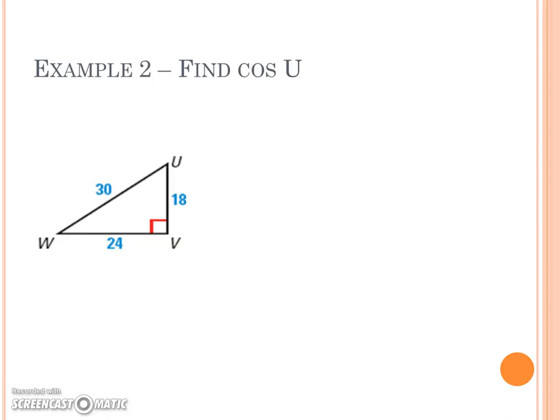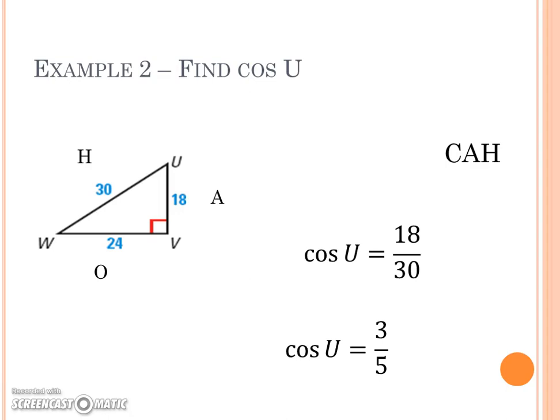Our next example is cosine of U. U is the top angle up there, so opposite is 24, the hypotenuse is 30, and the adjacent is therefore 18. Cosine is adjacent over hypotenuse, and that's 18 over 30. But we can simplify that. They both divide by 6, so it's really 3 over 5.